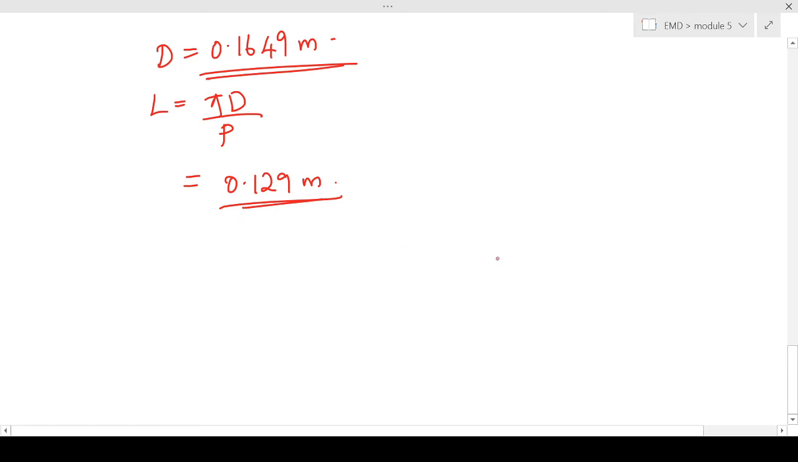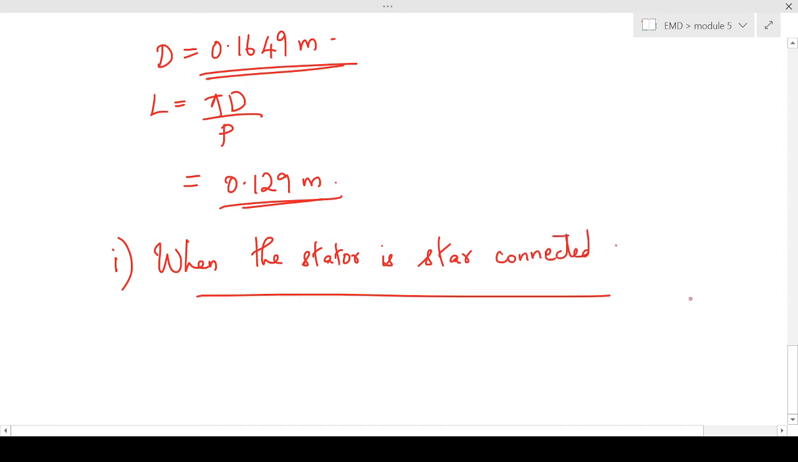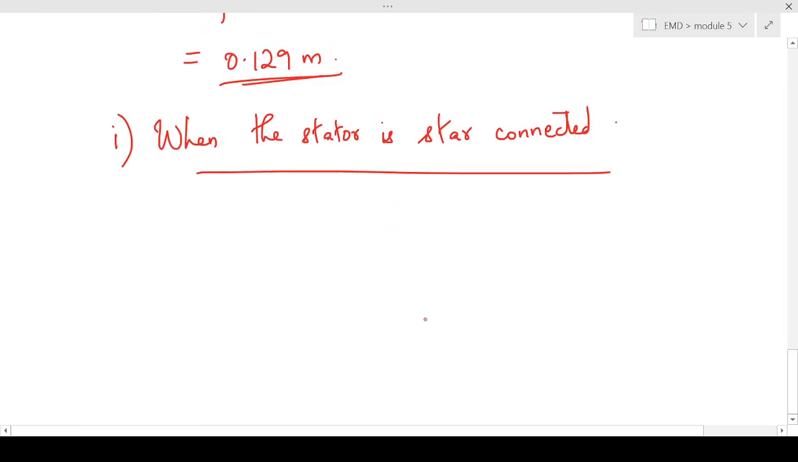Now next part is to find the conductors per stator phase when the stator is star connected and when the stator is delta connected. So first let's consider when the stator is star connected. So we have to find the conductors per stator phase. In order to find the conductors per stator phase, we have to find the turns per phase. And turns per phase, we will get it from the EMF equation. E phase is equal to 4.44 f phi kW into T phase. And we can find T phase from here, but we don't know the value of flux per pole here.